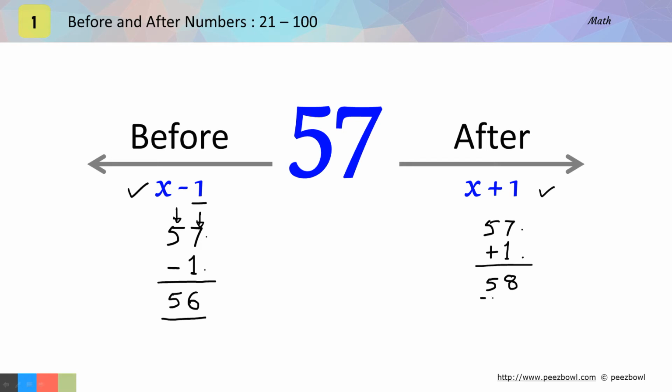This number is 58. So the number before 57 is 56 and the number after 57 is 58. So these are three numbers. Hope you understood this. Shall we take one more example?